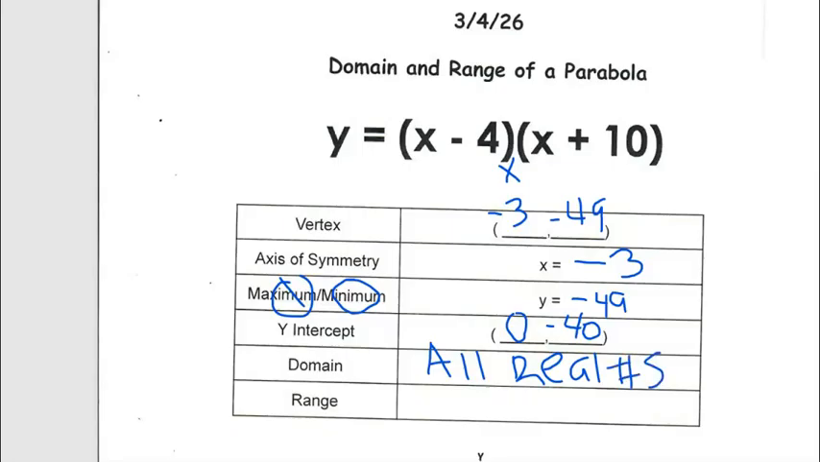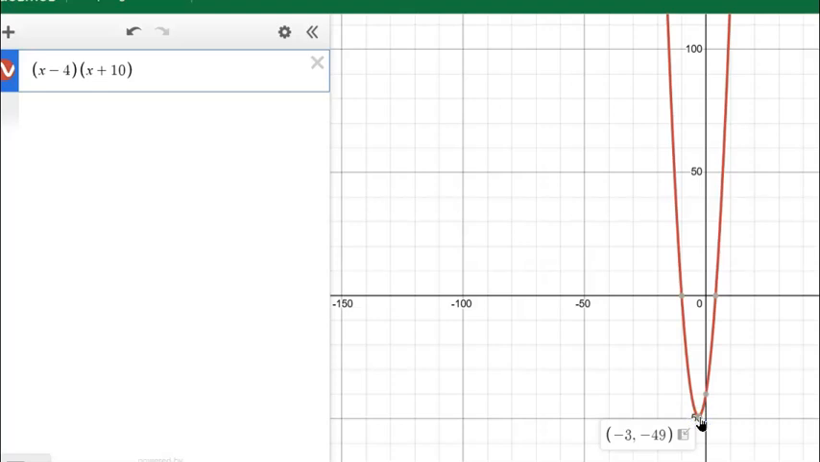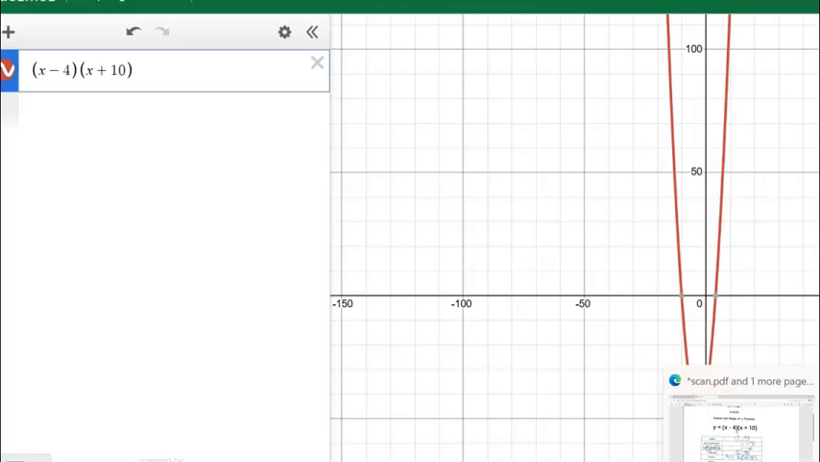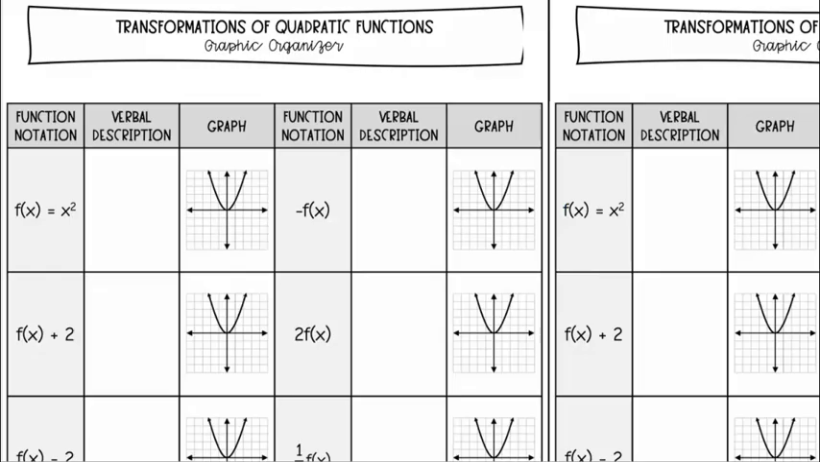And then the range is from bottom to top. So the bottom here is -49, and it goes to the top forever. The way we write that is y is greater than or equal to -49. All right, and that's how you do the bell ringer. Let's go to the next worksheet. So press pause, go to the next worksheet.